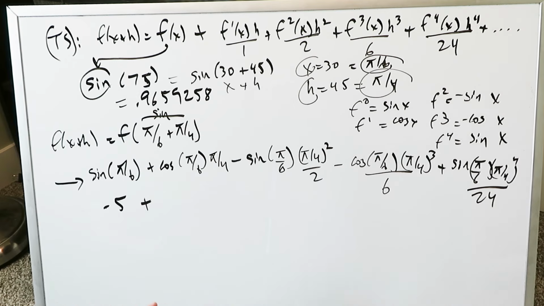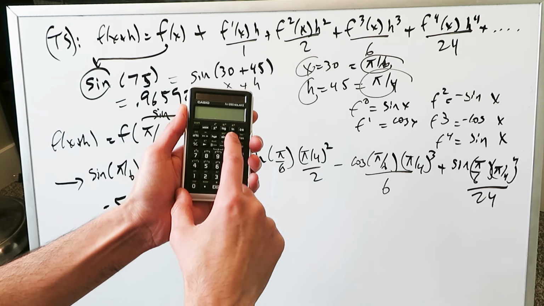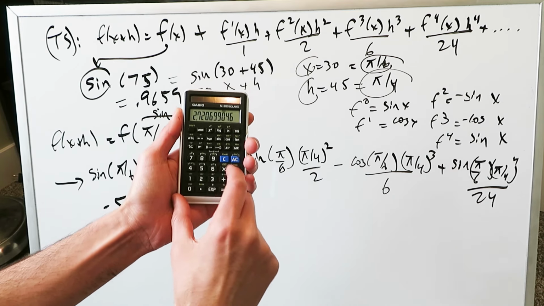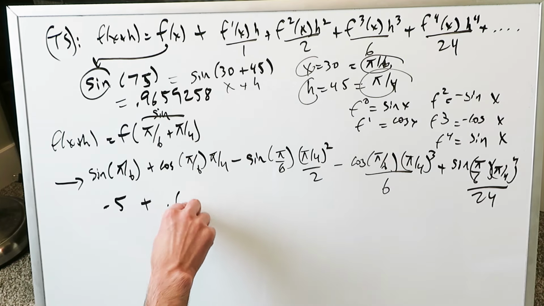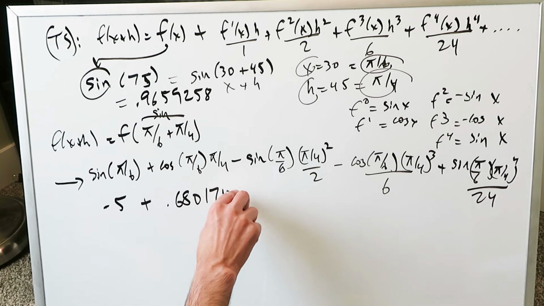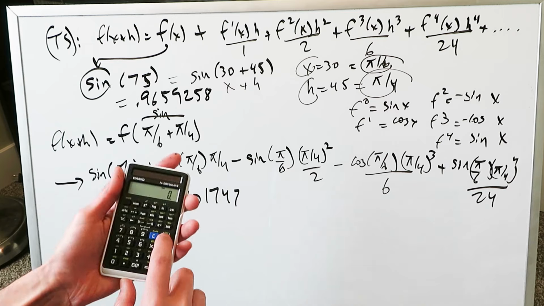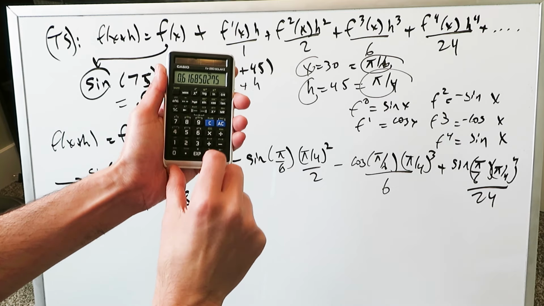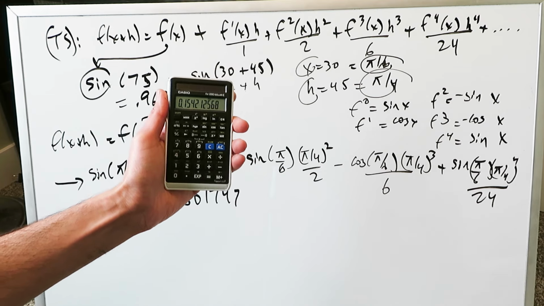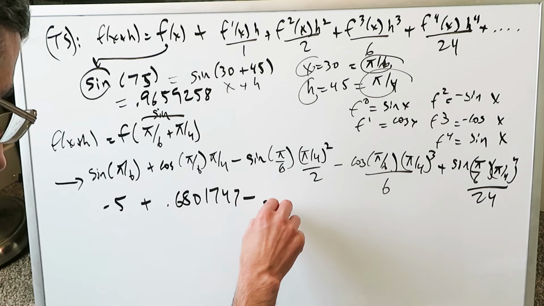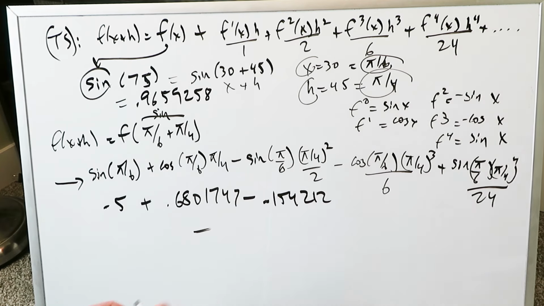Let's do this. And then we'll start adding these numbers together. Pi divided by 6 cosine times pi divided by 4. I'm getting 0.680177. I'll add that in. Let's work over here. I'm going to work from the right towards the left. Pi divided by 4, square it, divided by 2 times 0.5, which is the sine value. It's minus 0.154212.